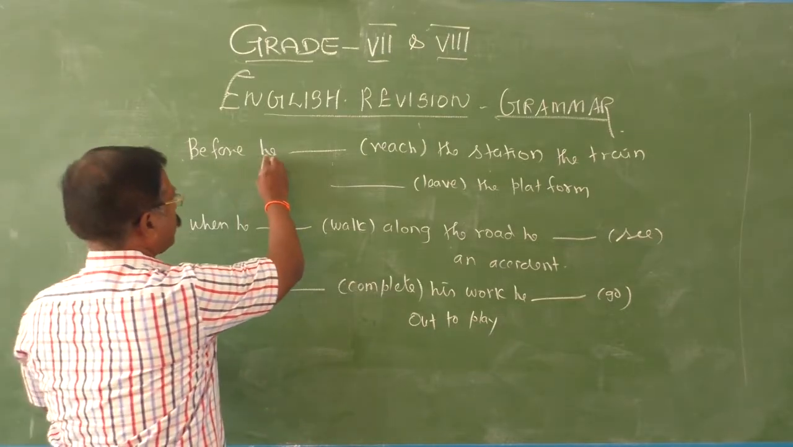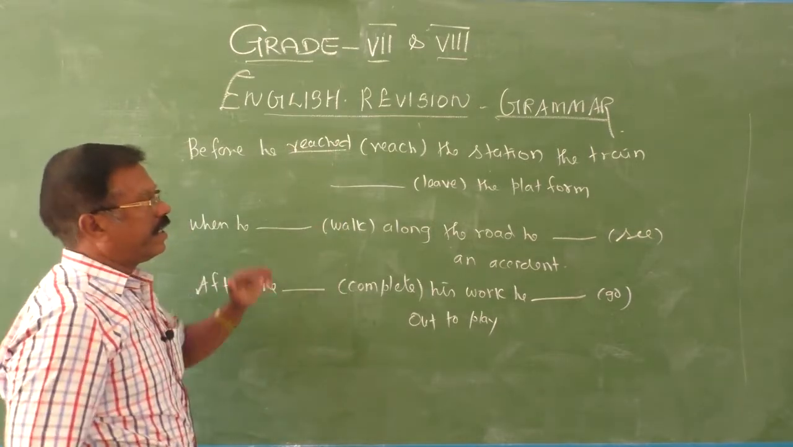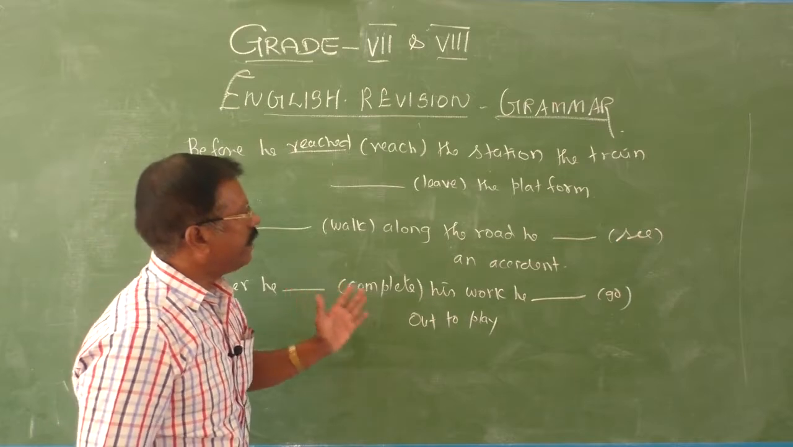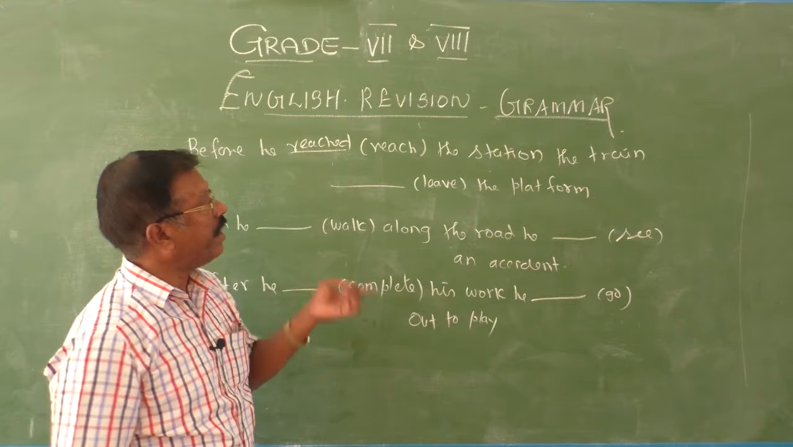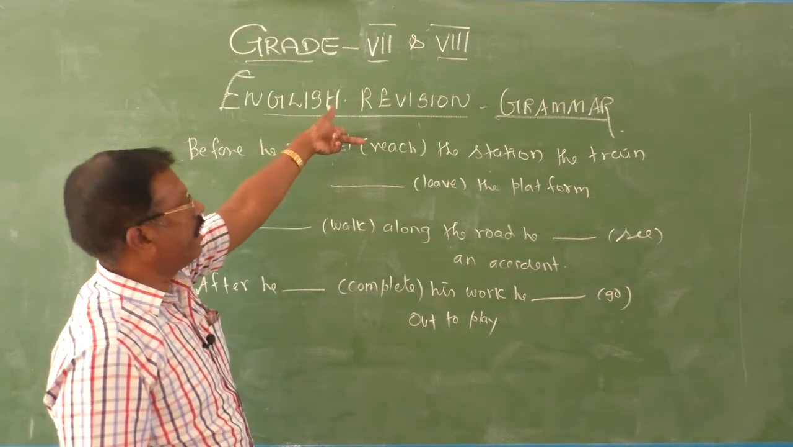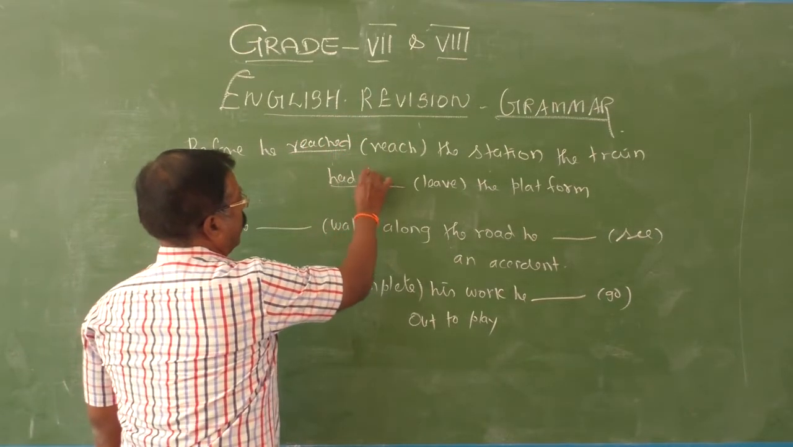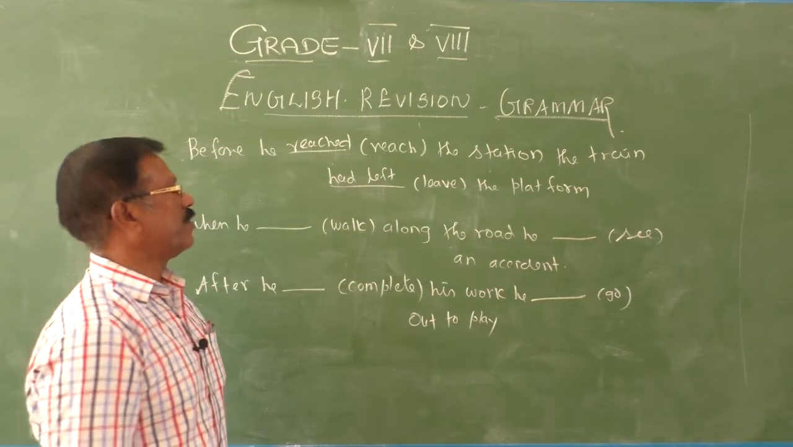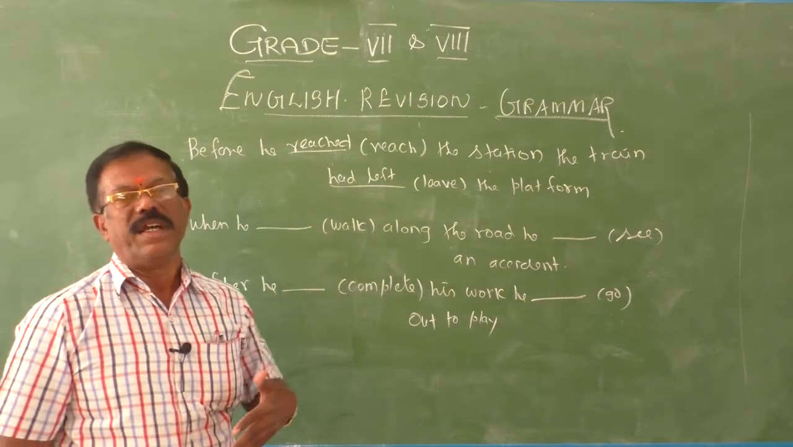So before he reached the station. Here he reaching the station is one completed action. Leaving the platform is another action. So which took place first? The train had left the platform took place first, because before he reached the station, the train had left. The action of leaving the platform took place first. Therefore we use past perfect tense there. And for the second one we use simple past.